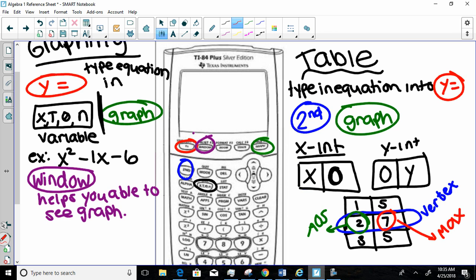And so remember, if you're looking for certain points or anything like that, you could always look at the table. All right, next thing we're going to go over is from last unit, remember that line of best fit and things like that.